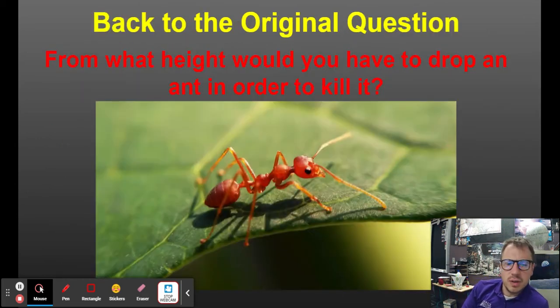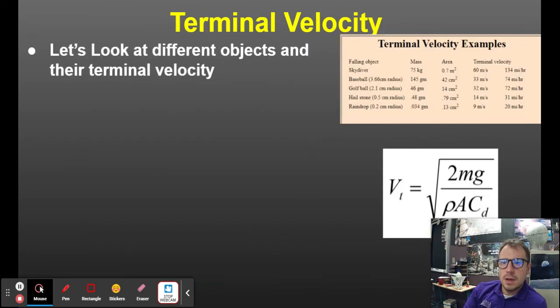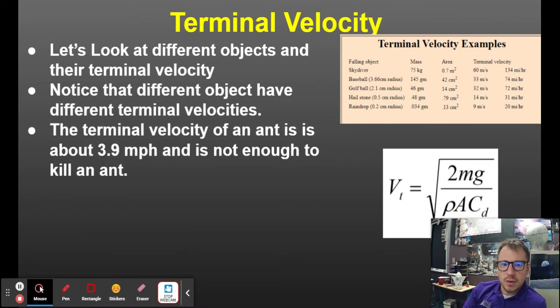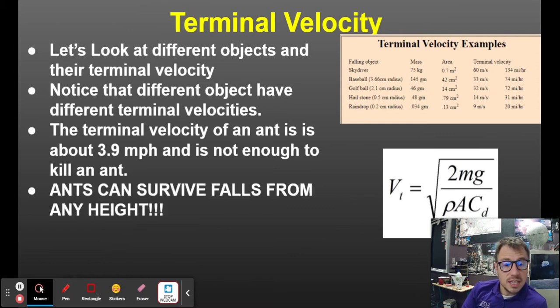So let's look at this question though. This one's kind of a tricky one. From what height would you have to drop an ant in order to kill it? Well, if we look at terminal velocity of different objects, a human has a terminal velocity of about 134 miles per hour. Now it goes down: a raindrop has a terminal velocity of 20 miles per hour. The terminal velocity of an ant is about 3.9 miles per hour. That's not enough to kill an ant.